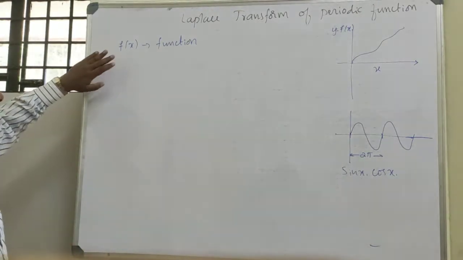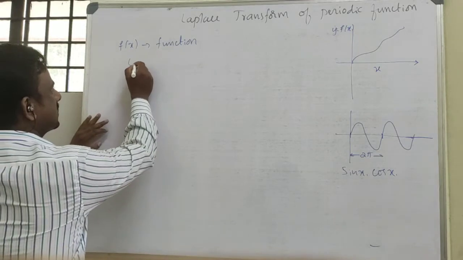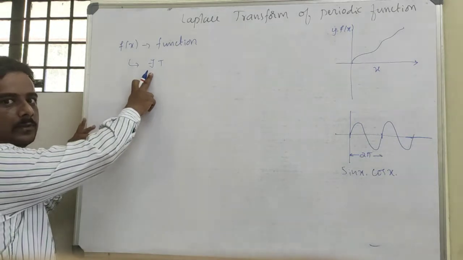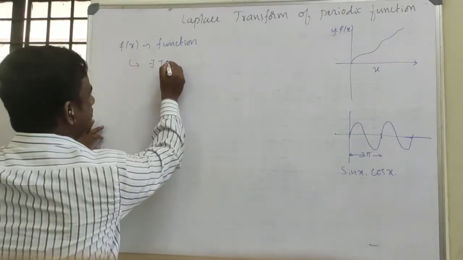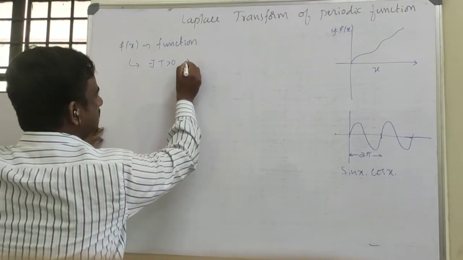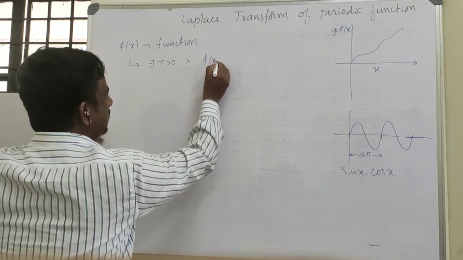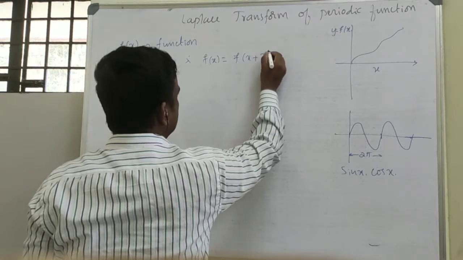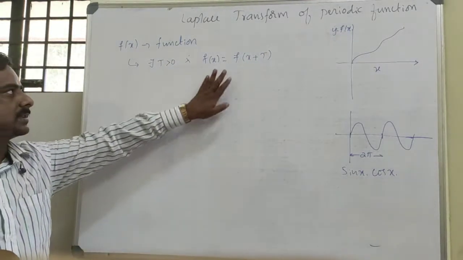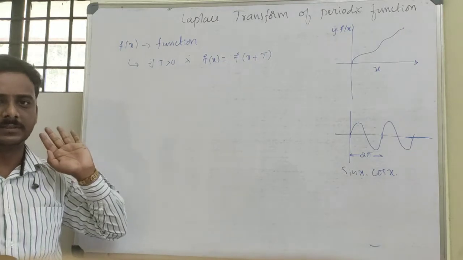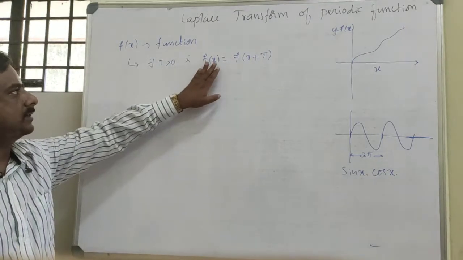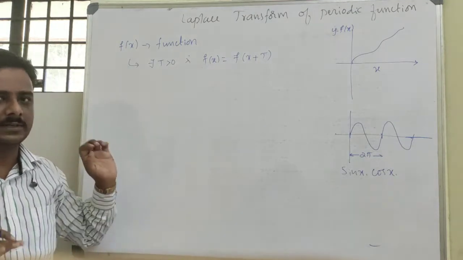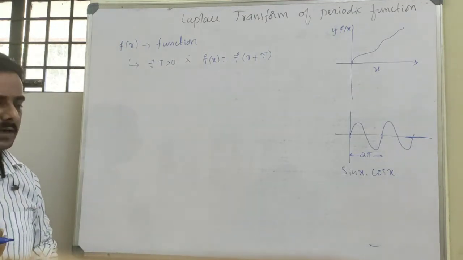So mathematically, to say that a function is periodic, it has to satisfy the condition: there exists, this symbol is for there exists, a non-negative number T such that f of x equals f of x plus T. So any function satisfying this condition is called a periodic function. In simple words, any function which is going to repeat its values in a regular interval is called a periodic function. So this is about the definition of a periodic function.